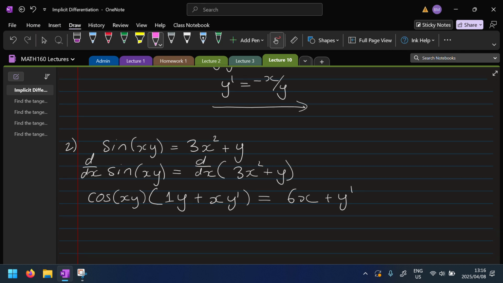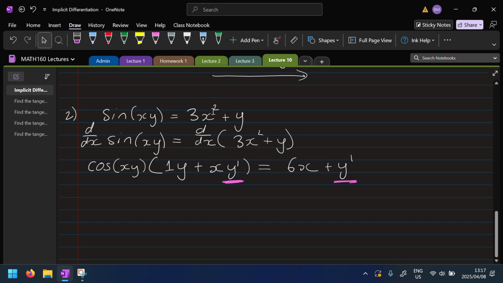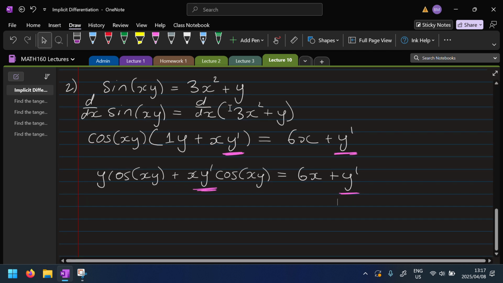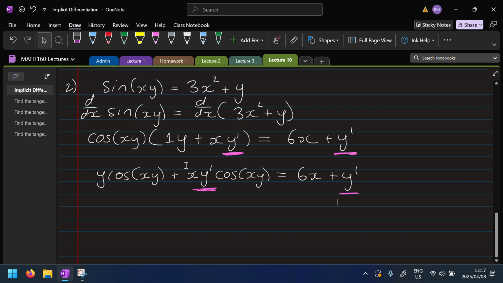Now, remember what the goal is? The goal is to solve for y prime. So we have a y prime over there, and a y prime over there. Okay, we want to solve for y prime. So let's expand out the left-hand side. So we're going to have y cos of xy plus x y prime cos of xy is equal to 6x plus y prime. And again, the goal is to solve for this y prime. So let's take all of the terms with y prime to one side, the left-hand side. Let's take everything else to the right-hand side, and then we can solve for y prime.